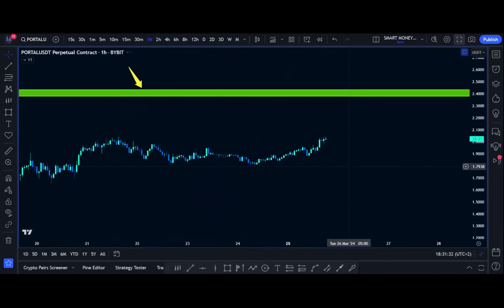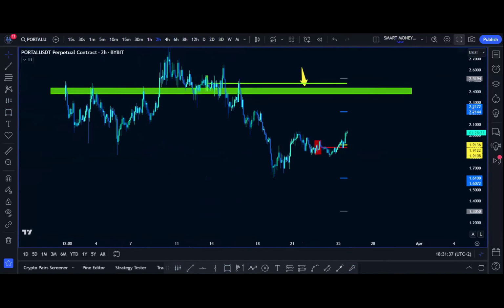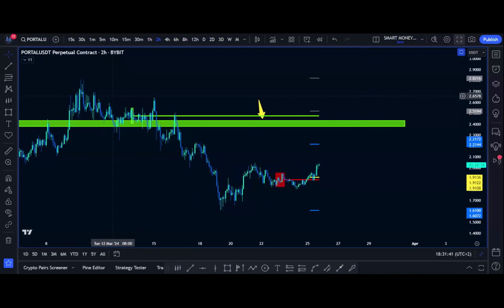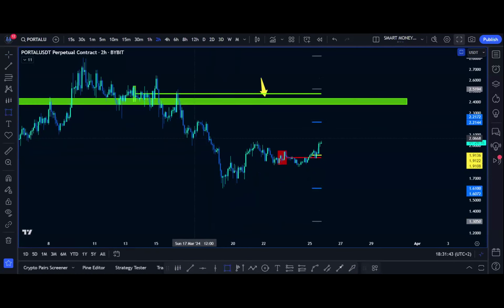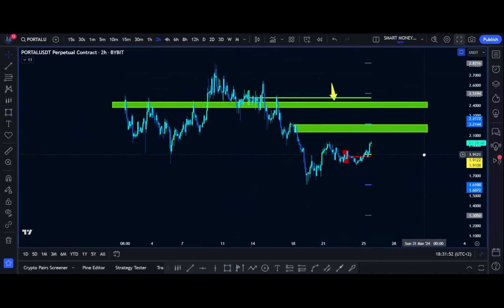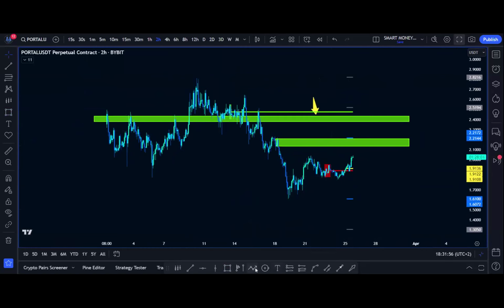Another one is, so I like for targets, I like to look at supply and demand zones, or I mean, there's so many ways to look for targets: liquidity zones, supply and demand zones. Here's another demand zone over here. So it could either break above this one, go to this one.